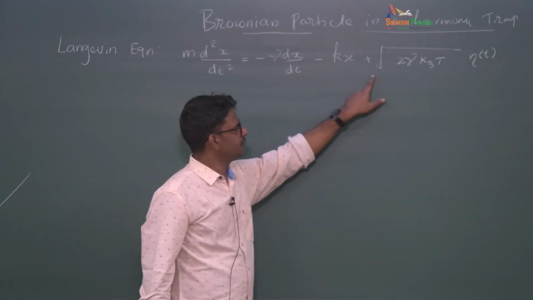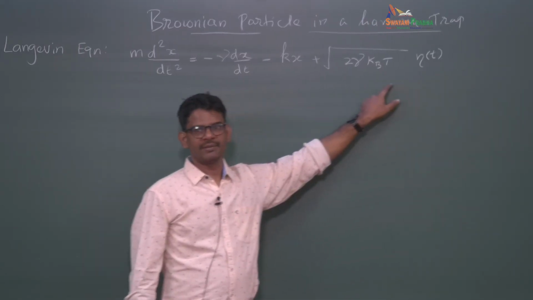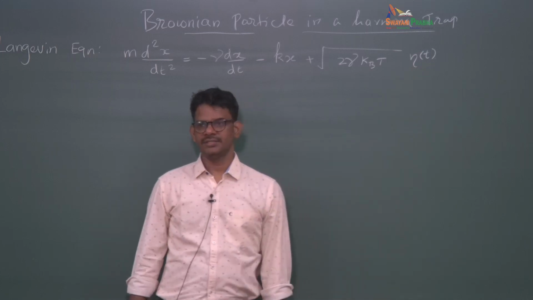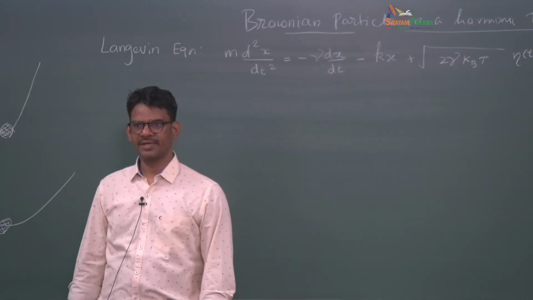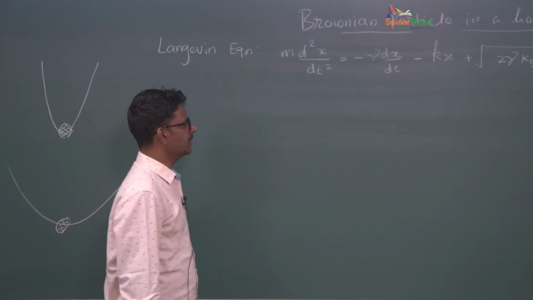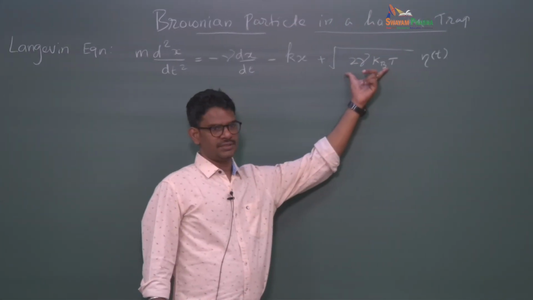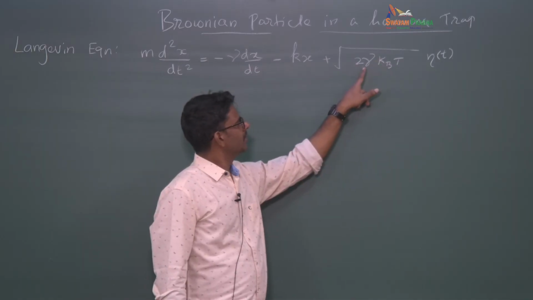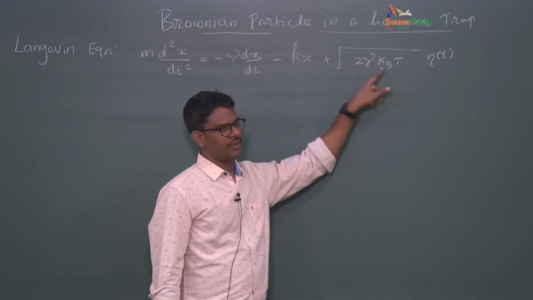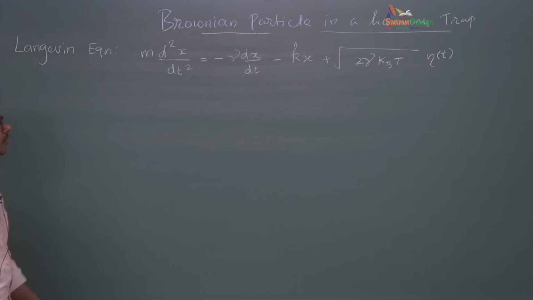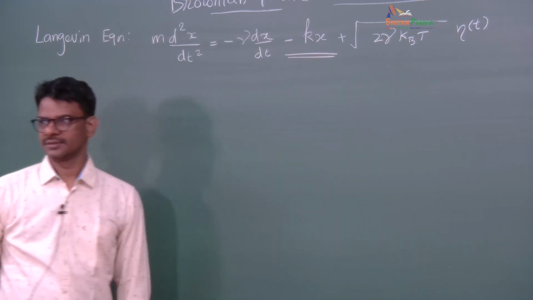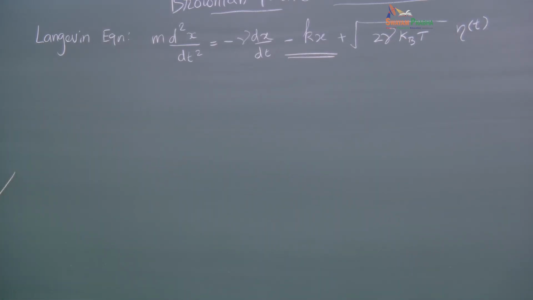This term, if you see, is a random component, a random force, and this is a unit normal random variate with zero mean and variance 1. This is the strength of the random force, given by the square root of 2 gamma kBT. Again you can see that this is a one dimensional equation. Now the extra thing you will see here is this extra force acting on the particle due to the harmonic potential.